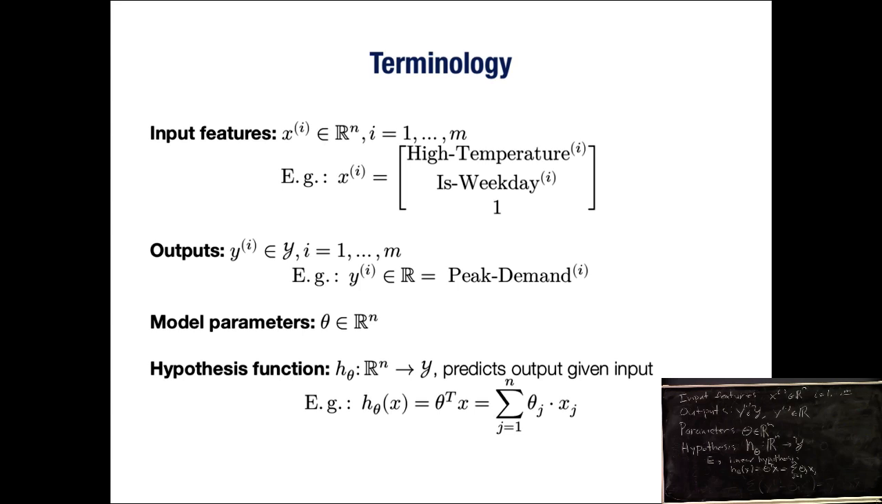Importantly, I'm going to use superscripts always to index over multiple different examples. So x superscript (1) would be the first day, for example. x superscript (2) would be the second day. Whereas I'm going to use subscripts to index into elements in a vector. So x superscript (1), subscript 2 would be equal to the is-weekday flag on the first example.